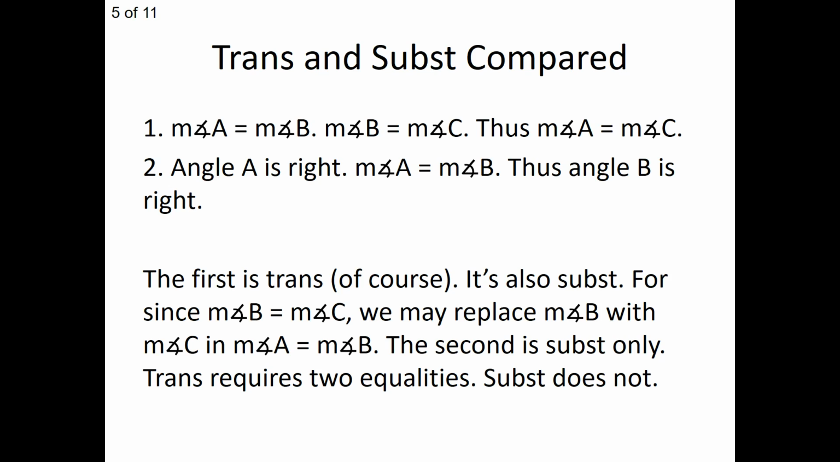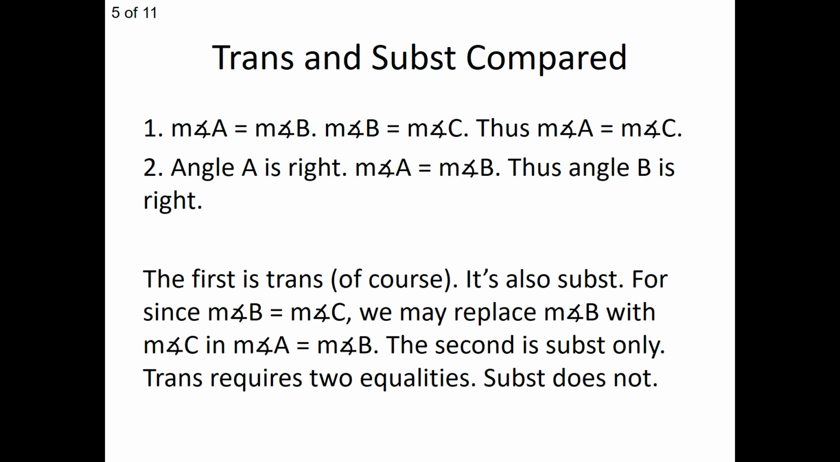So in part A, we're looking at the transitivity property. Measure of angle A equals measure of angle B, and measure of angle B equals measure of angle C. Then I can justify that angle A is equal to angle C. Actually, in number one there, I can justify that using transitivity. But could I have also justified that using substitution?